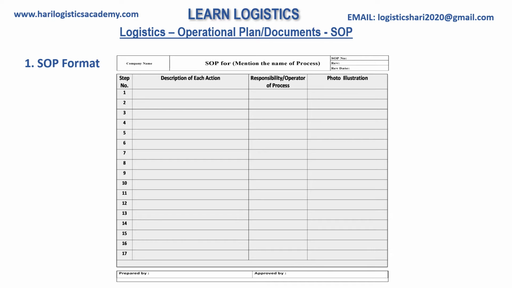Then when a revision is taking place, at that time you have to give the revision number and revision date also. And first will be the description of each action. So for each action we have to give the description. Then who will be the responsible person or operator for that process. Then a photo illustration of the particular process we have to show, so that it will be easy for training and other purposes.